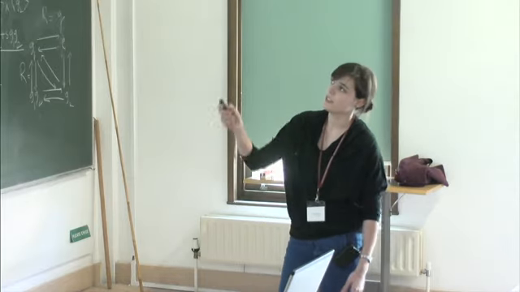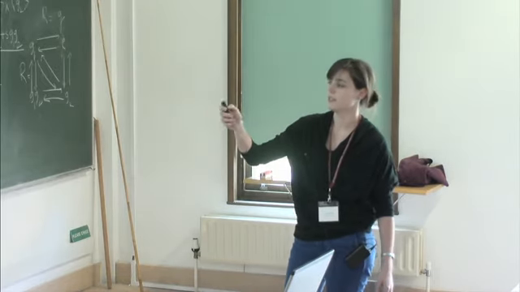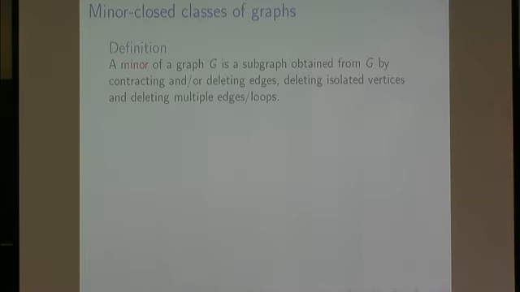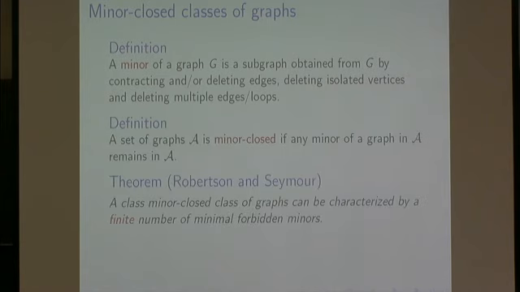Okay. That's basically the setup. What's one of the features that this class of forests has? Well, one of the features is that it's actually minor closed. Now let's define what a minor is. A minor of a graph is a certain type of subgraph that's obtained from my original graph by contracting edges, deleting edges, and deleting isolated vertices. And then I call a set of graphs A minor closed if any minor of a graph that's in A remains in A. So, a typical mathematical notion.